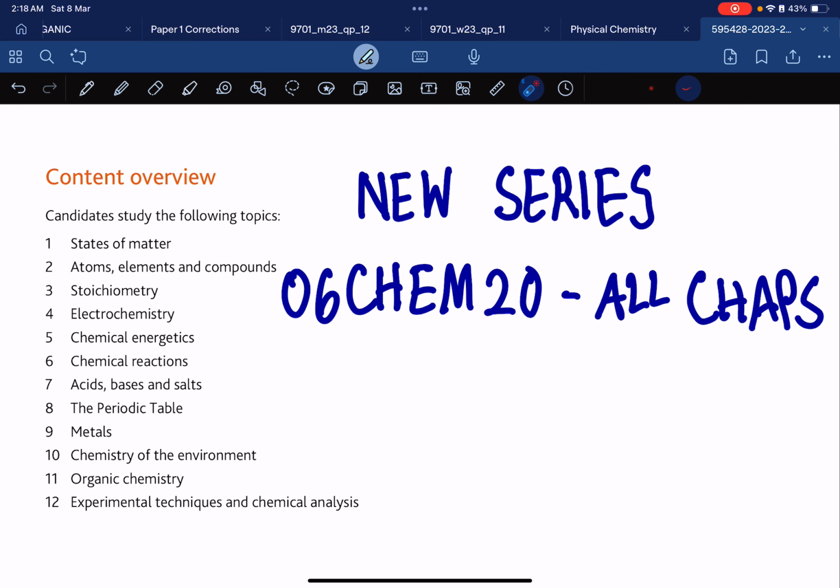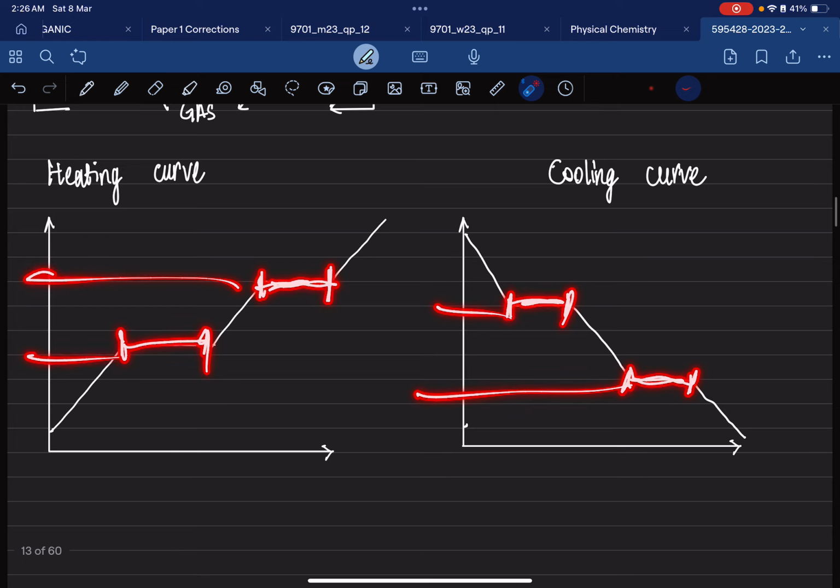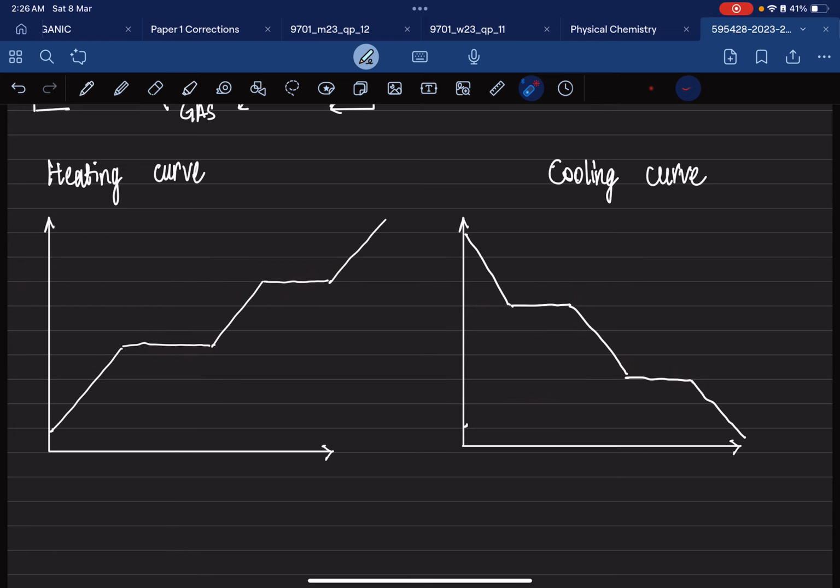And please don't forget this, I remembered it. Why is this line straight, this line straight, this line straight, and this line straight? It is because at this point energy is being given to the particles, or energy is lost from the particles. Energy is entered to the particles here to break their bonds. That's why energy is needed to break their bonds, and that's why the line is straight. Over here that energy is released, which is why it's straight.